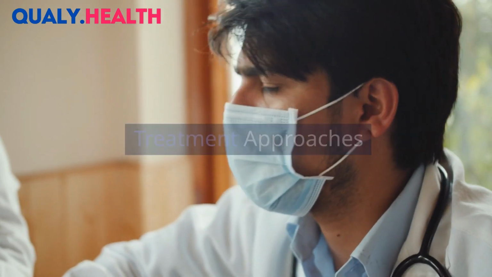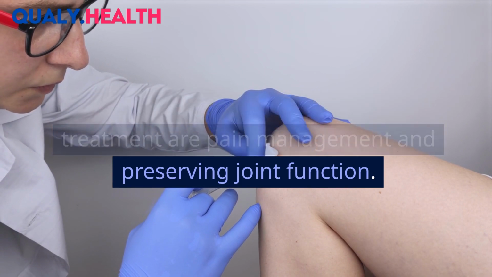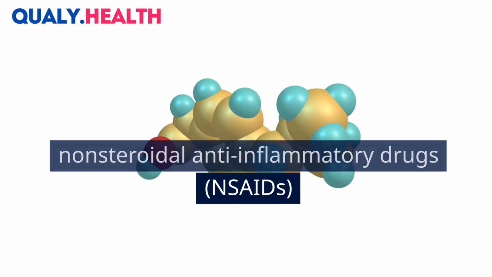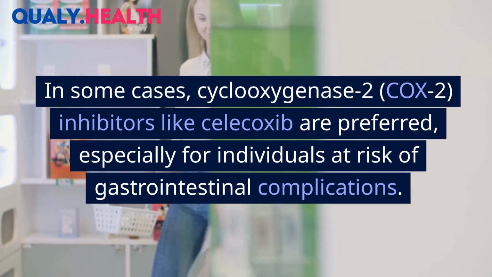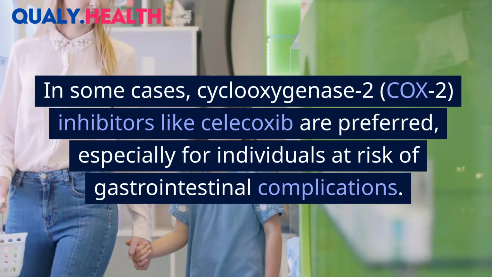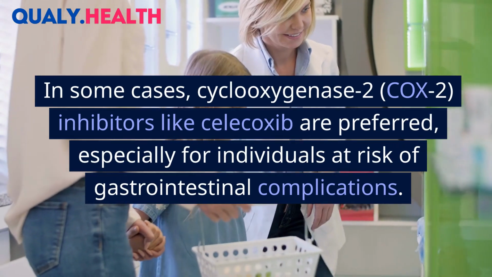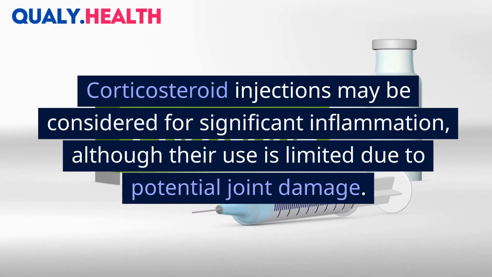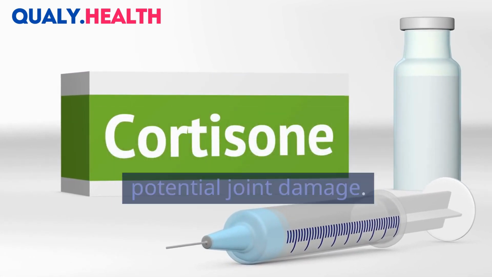Treatment approaches. The primary goals of osteoarthritis treatment are pain management and preserving joint function. Over-the-counter pain relievers like acetaminophen can alleviate pain, while nonsteroidal anti-inflammatory drugs, NSAIDs, such as ibuprofen may be prescribed. In some cases, cyclooxygenase 2, COX-2, inhibitors like celecoxib are preferred, especially for individuals at risk of gastrointestinal complications. Corticosteroid injections may be considered for significant inflammation, although their use is limited due to potential joint damage.